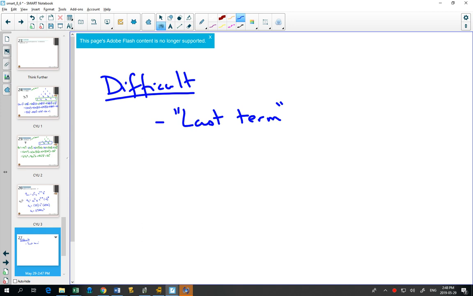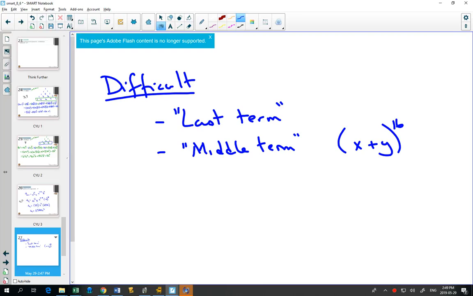So the more difficult ones could be last term. Now, last term is probably the easiest of the more difficult ones. Sometimes they will ask you the middle term. So if I had, say, (x + y) to the 16, which one is in the middle? It's not term 8.